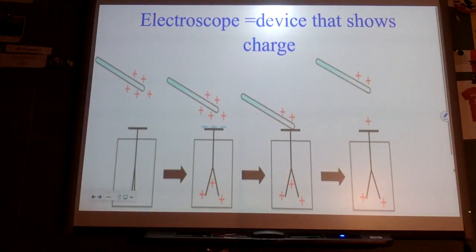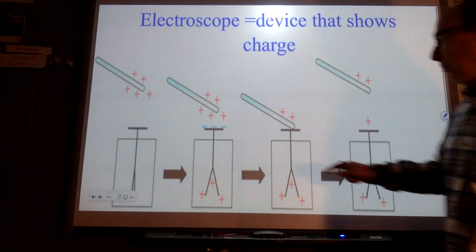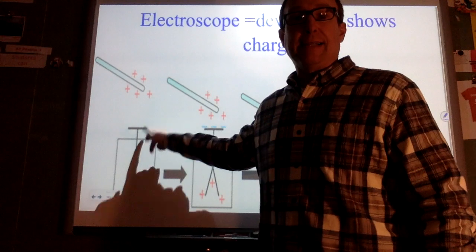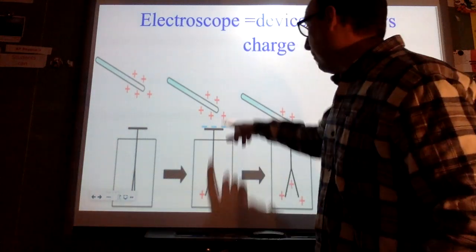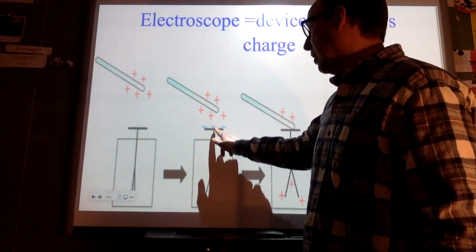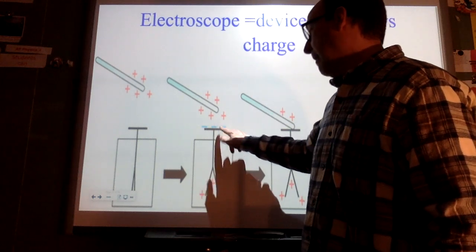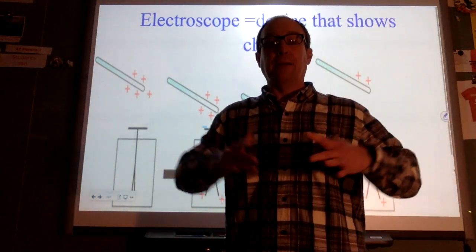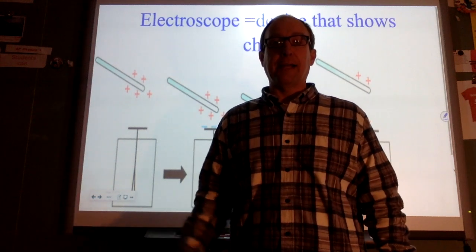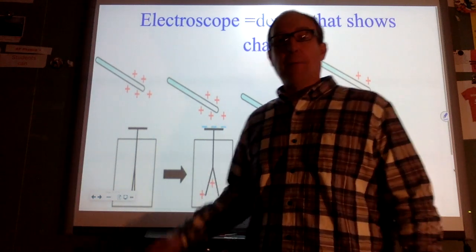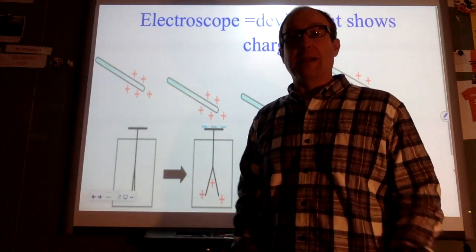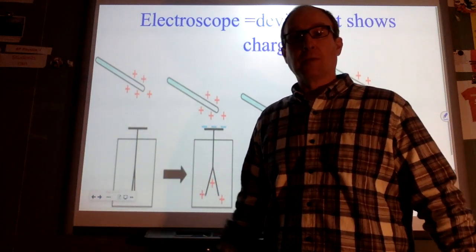So when I bring it close, it's going to cause polarization. So this is overall neutral. It has the same amount of positive and negatives. When I bring this positive close, it's going to cause negatives to migrate up here. That's going to leave positives down there on the leaves, and they're going to separate. So the electroscope is going to look like it has an overall net charge. But if I take the rod away, if I go backwards, it's going to go back to showing that it has no net charge at all.